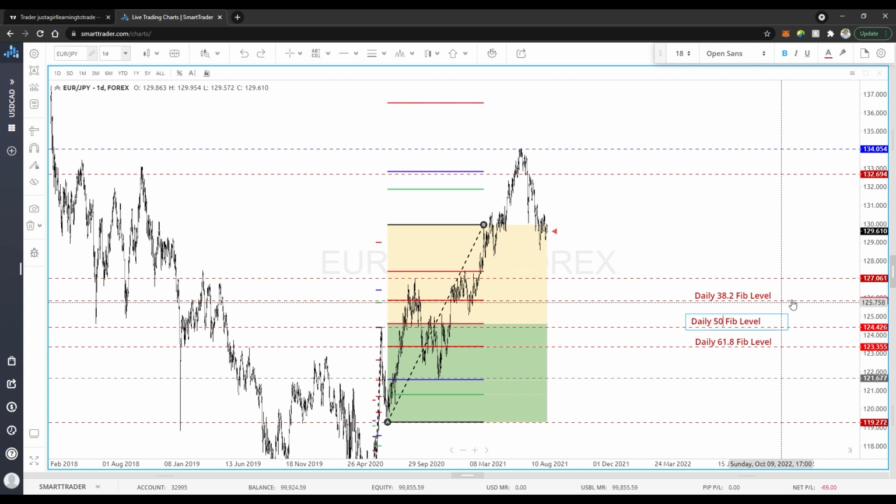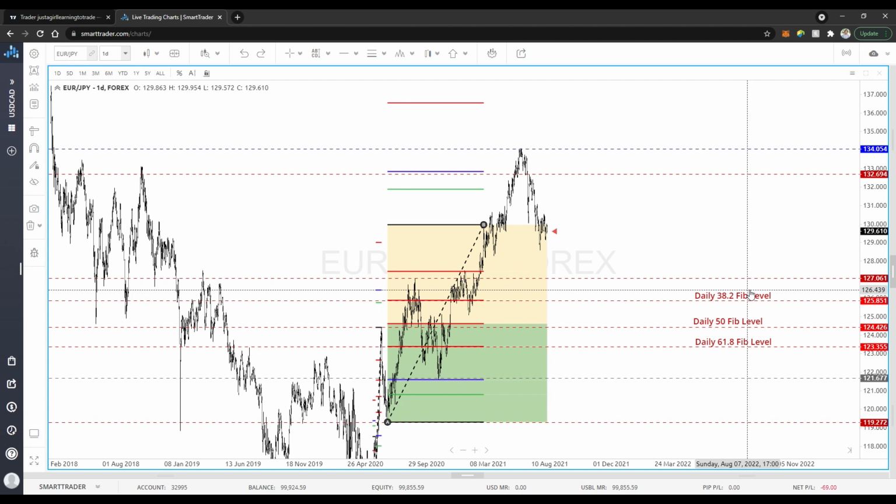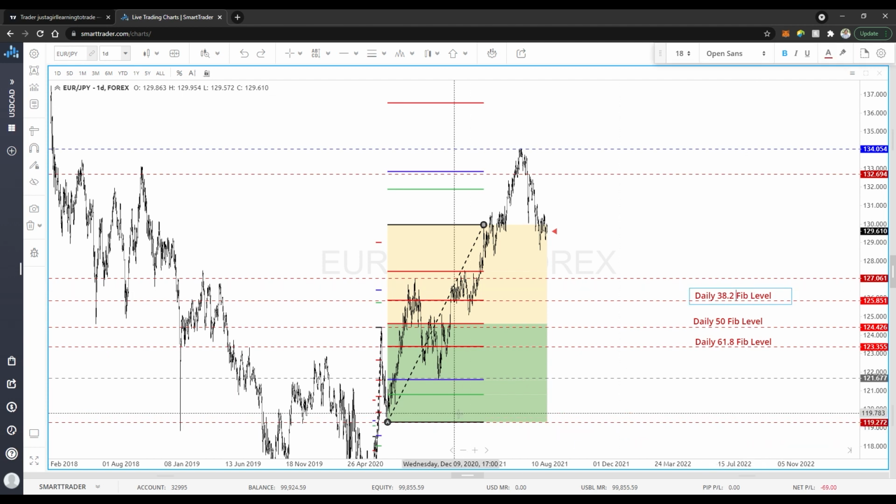So this is 50 fib level. And y'all know I got a little bit of OCD, so everything got to line up. Okay, and we identified this level, so we'll put daily 23.6. And look at that, we identified this level. That's the 78.6.